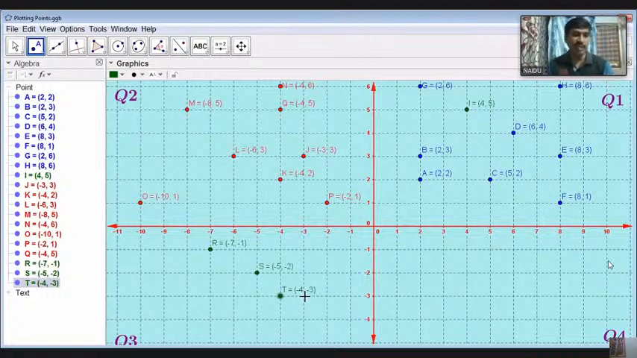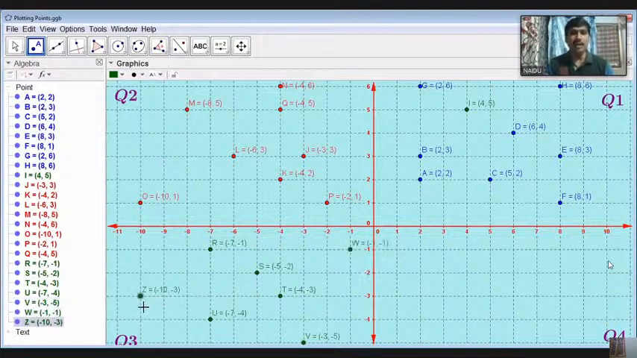So instead of wasting time, I am quickly explaining, and I want to give the correct idea about this. Observe this point, minus 7 comma minus 4. Since it is along the negative x-axis 7 units and negative y-axis 4 units, it is minus 7 comma minus 4. This point is minus 3 comma minus 5. This is minus 1 comma minus 1. This is minus 10 comma minus 3.